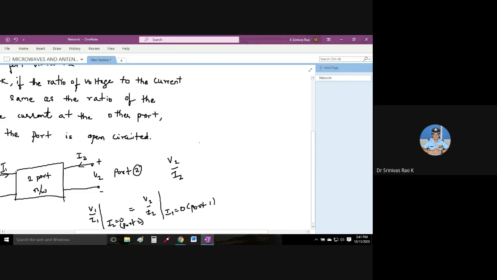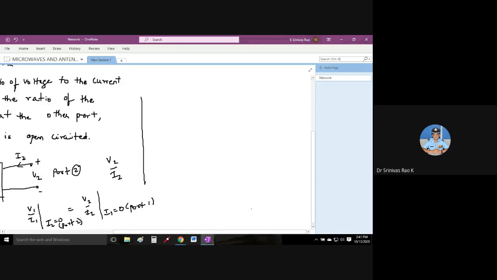How will you get this? It is simple, we have done the equations. Can you tell me the master equations? What are the master equations? V1 is equal to Z11 I1 plus Z12 into I2. V2 is equal to Z21 into I1 plus Z22 I2.